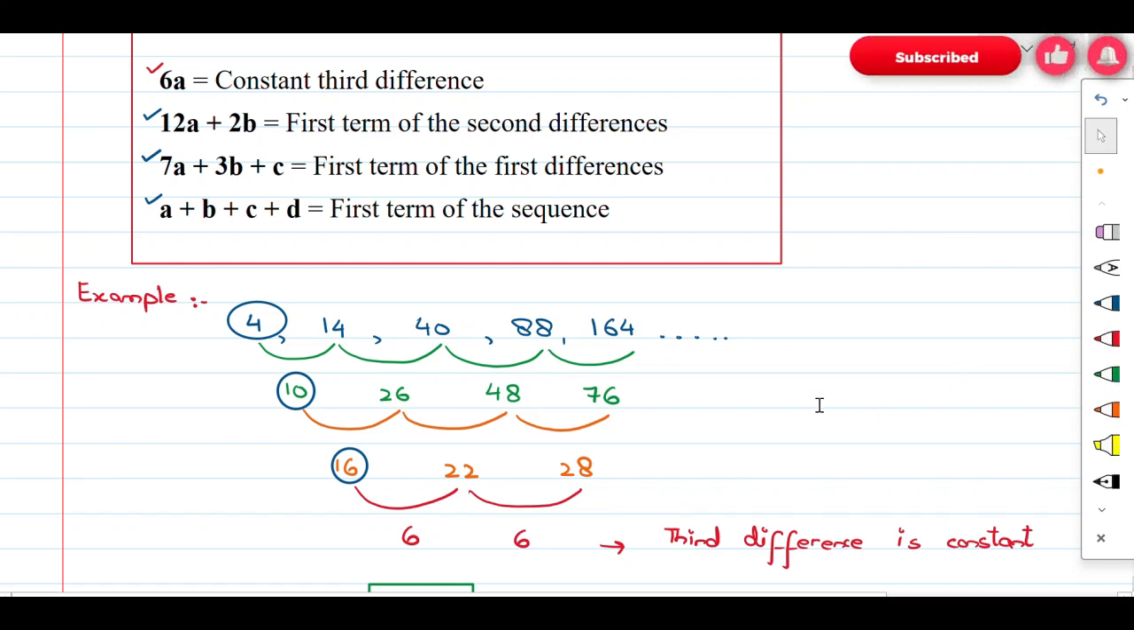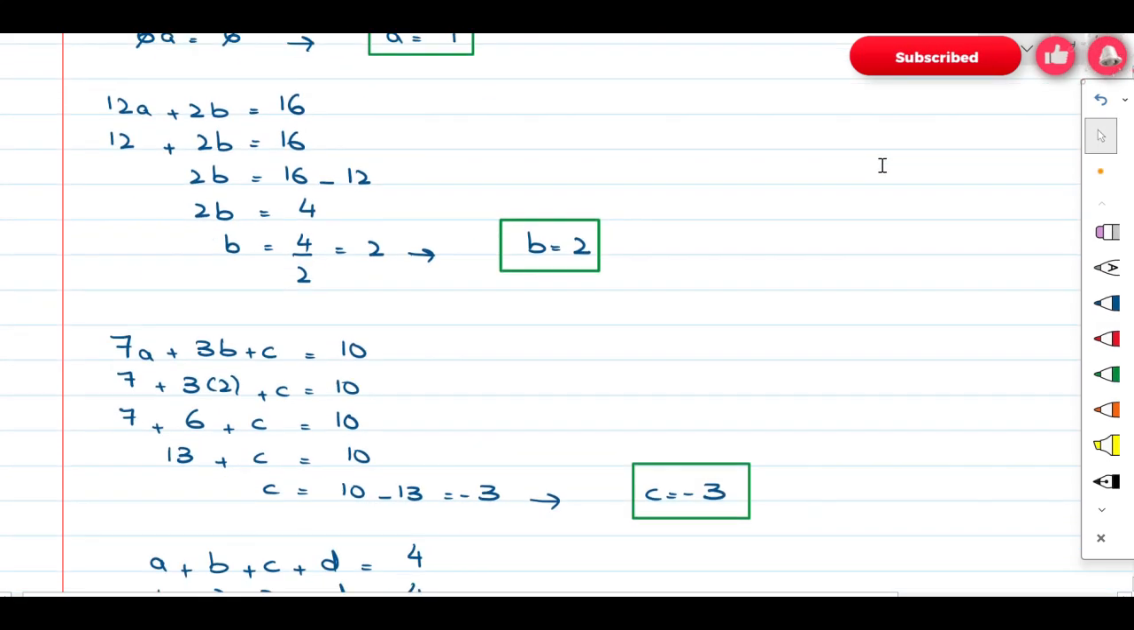So 6a should be equal to the first equation. To get a, then to get b, then to get c, and then to get d, right? To solve for a, use the equation 6a equals the constant third difference.